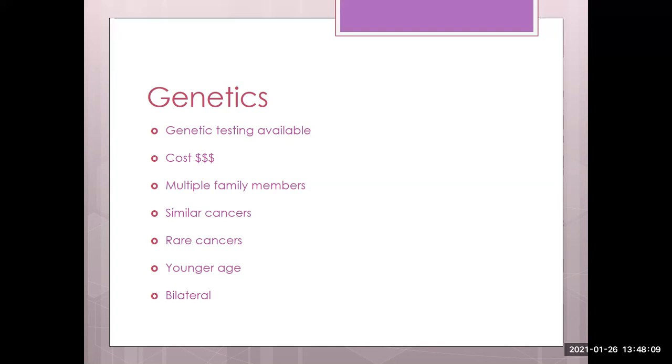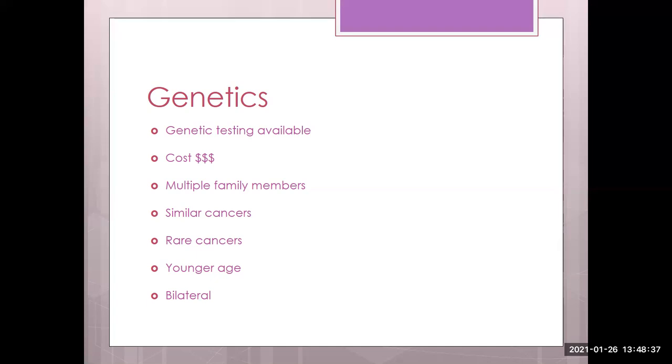Or if there's bilateral, so if breast cancer occurs bilaterally, if lung cancer occurs bilaterally, or renal cancer, some examples, if it occurs in both sides of an organ, then there's more likely a genetic link to it.